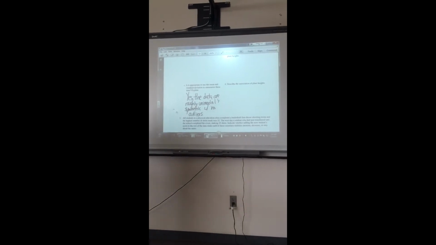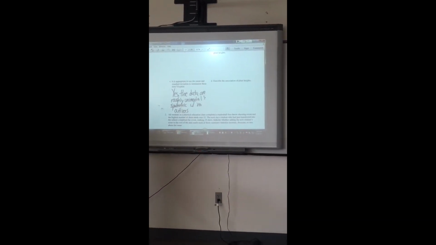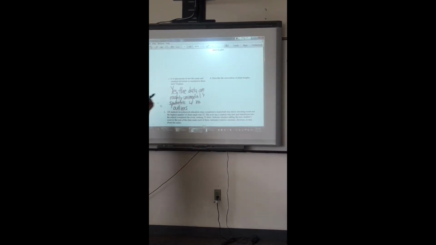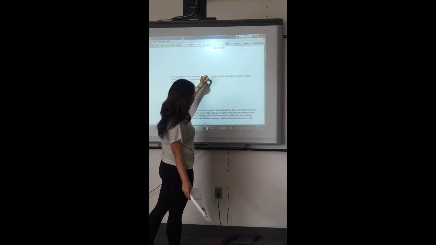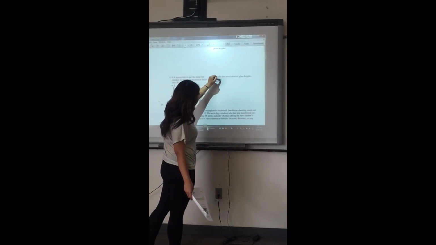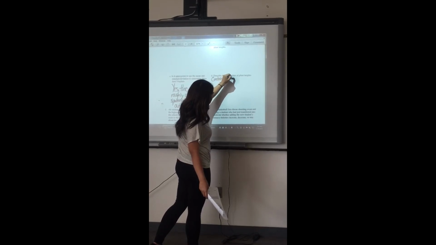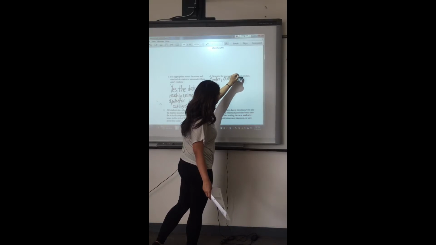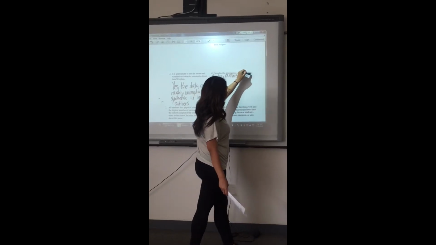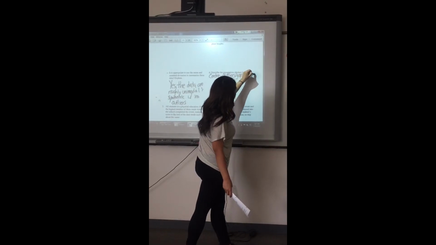Okay, and D is saying to describe the association of plant heights. So when we talk about this, we always have to mention the center, the outliers, gaps, shape, and the spread.